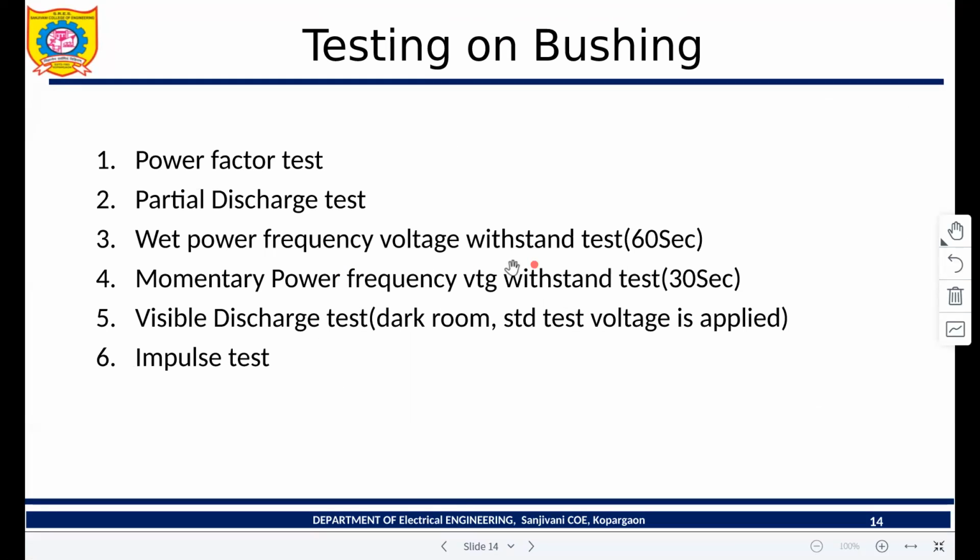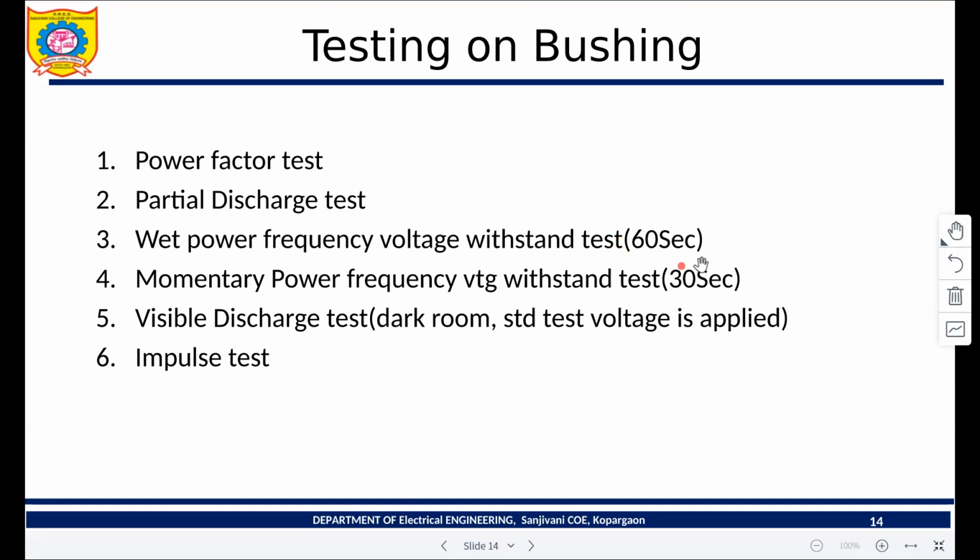Then the power frequency voltage test: we have to apply the voltage up to 60 seconds according to different IS standards, and we have to observe whether there is a flashover or puncture of the bushing or not. If there is no puncture and no flashover, then that particular bushing is tested okay.